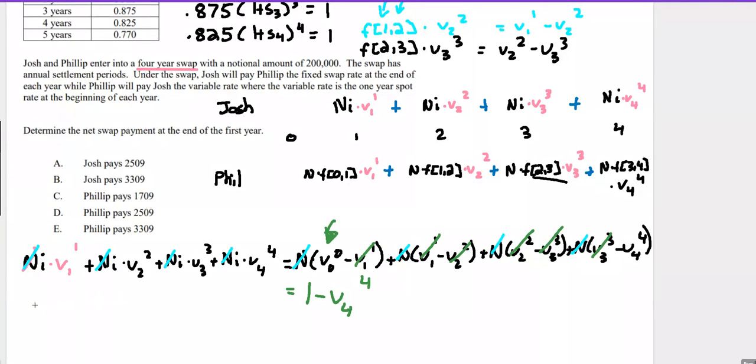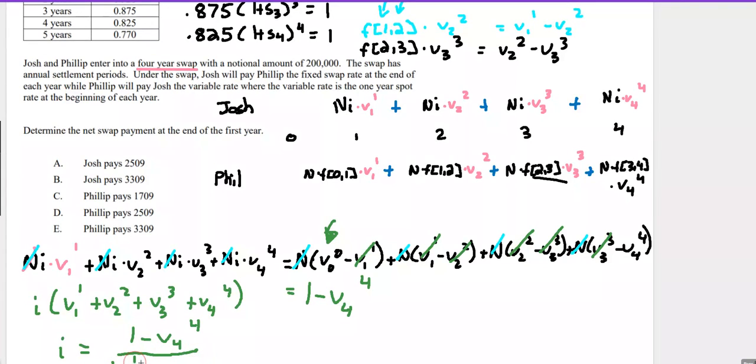And I can just factor out the interest rate, of course, and then say it's v sub 1 to the 1 plus v sub 2 to the 2 plus v sub 3 to the 3 plus v sub 4 to the 4th. Okay? And obviously you should see by now I can find the interest rate. The interest rate is going to be equal to 1 minus v sub 4 to the 4th all upon v sub 1 to the 1 plus v sub 2 to the 2 plus so on and so forth. It looks kind of messy, but it's really not that bad. It's just a simple idea here.